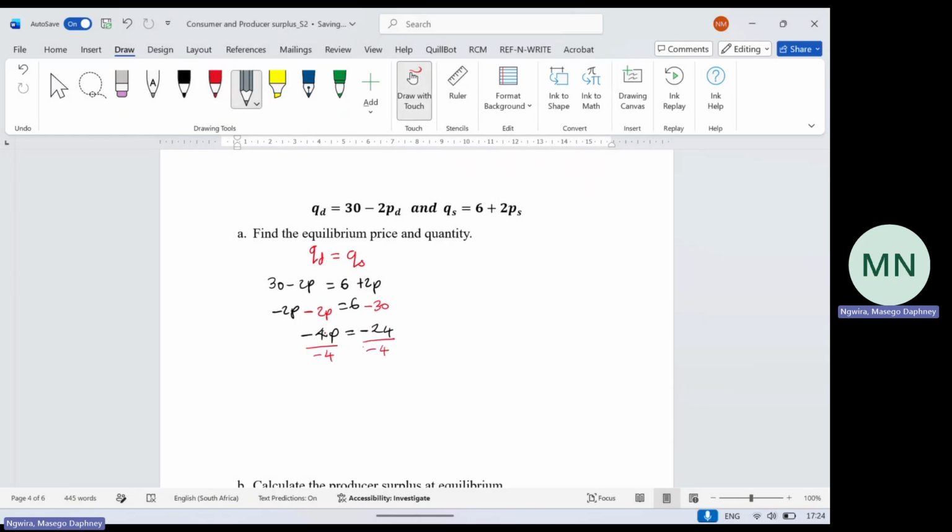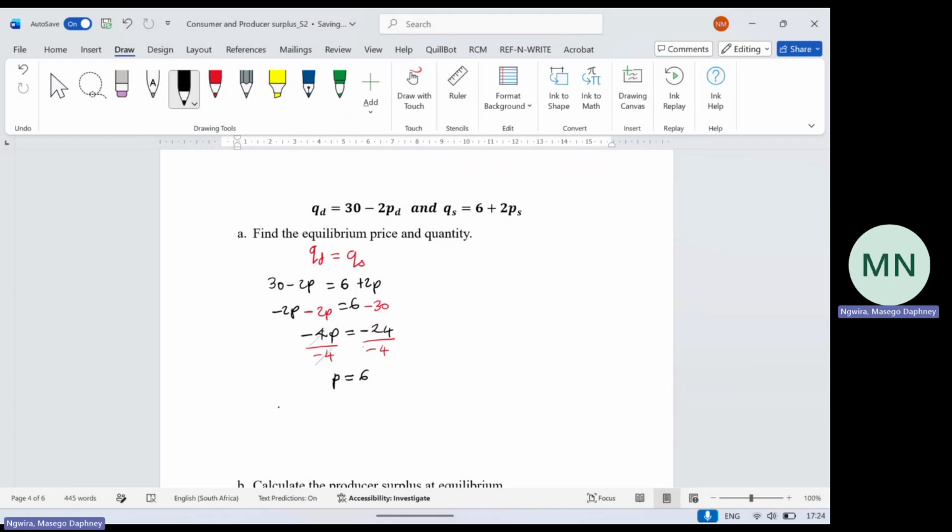Oh, I haven't been doing that. These two cancel, by the way. So our p will be equal to negative 24 divided by negative 4. Our answer is going to be 6. So p is 6.